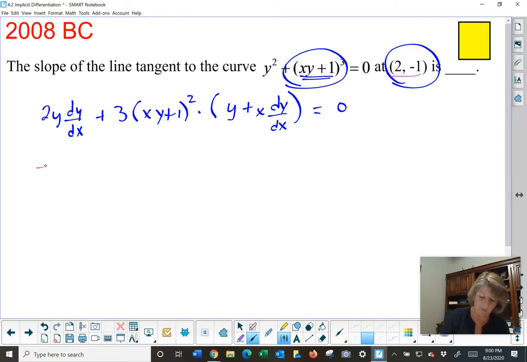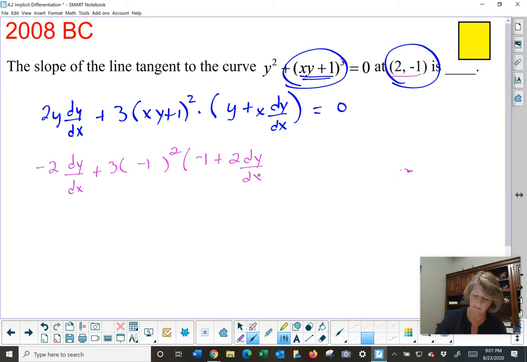I'd have 2 times negative 1 would give me negative 2 dy dx plus 3. X times y would be negative 2 plus 1. Negative 2 plus 1 would be negative 1 getting squared. Y is negative 1 plus x is 2 dy dx. All equals 0. So some of them I simplified, some of them I still wrote down because I just want to take it slowly. That gives me negative 2 dy dx.